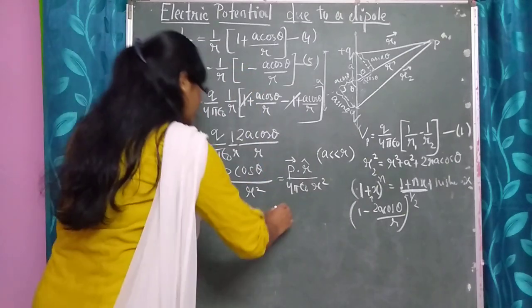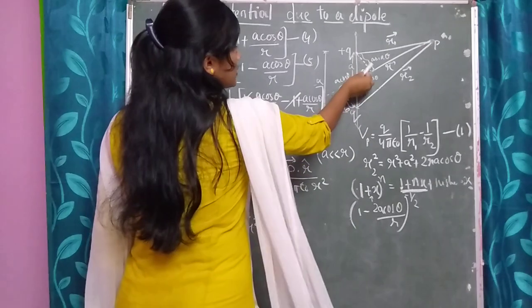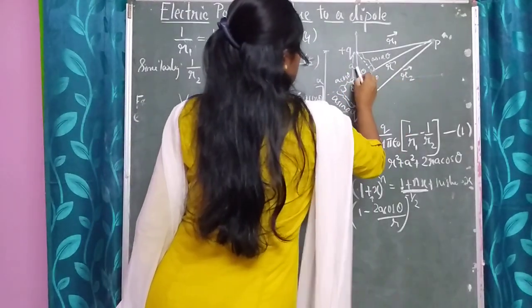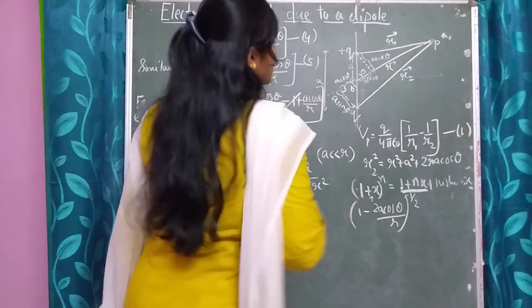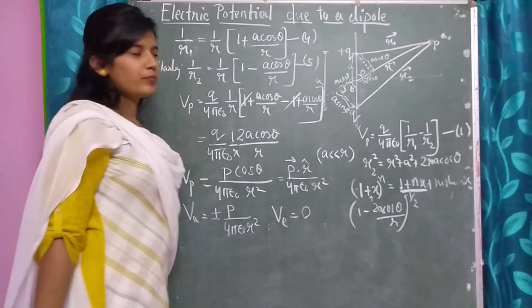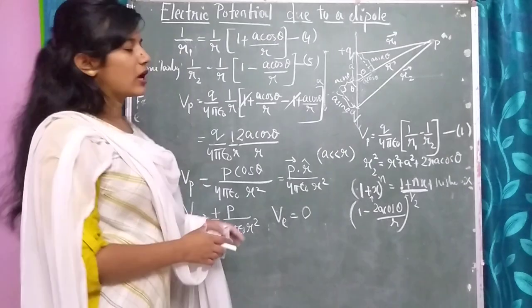And what will be the equatorial value? If you are going for the equatorial point, the theta value becomes 90 degrees. So for 90 degrees the value will be 0. So this is the expression of potential due to dipole.